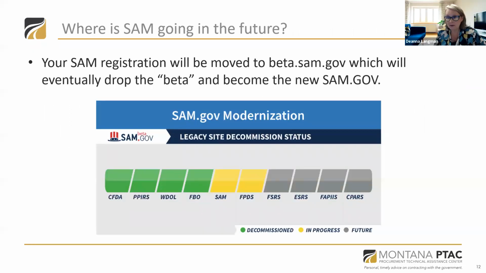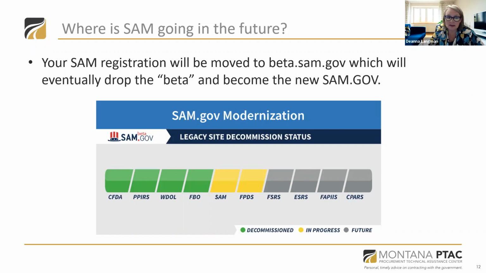So in the future, right now, SAM is still its own dedicated website, but there's been, over the last number of years, actually started in 2012, quite a movement in the federal government to simplify some of this and put more of these systems in one place. And so you're seeing a gradual movement to a one-stop shop, and that's beta.sam.gov.